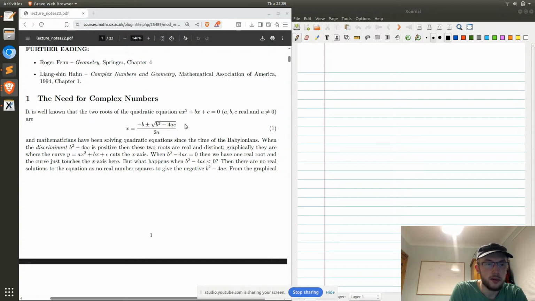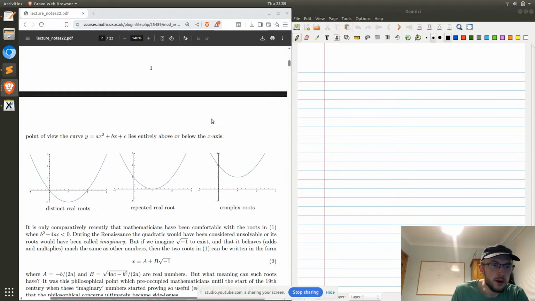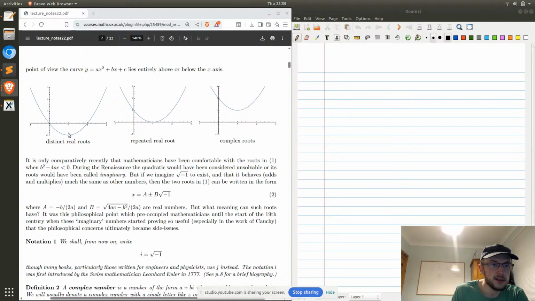Then there are no real solutions to the equation, as no real number squares to give the negative b squared minus 4ac. From the graphical point of view, the curve y equals ax squared plus bx plus c lies entirely above or below the x-axis. As you can see here, this is where we have distinct real roots. In this case, it's apparently 0 and 2.